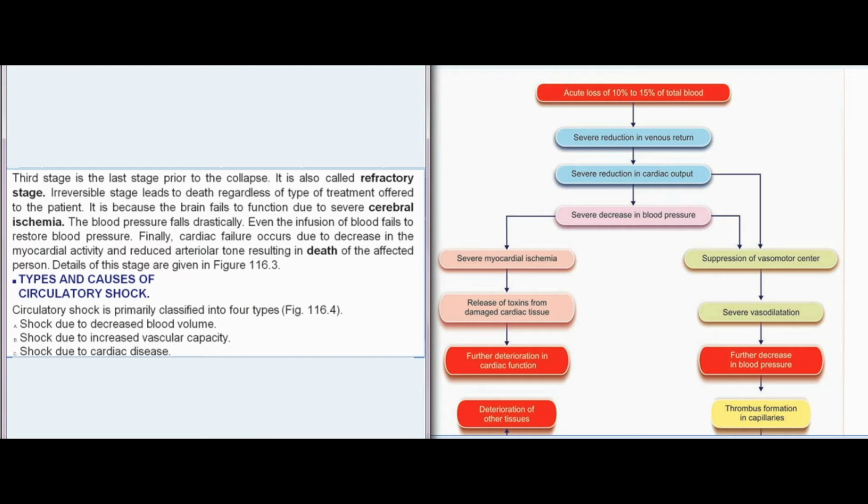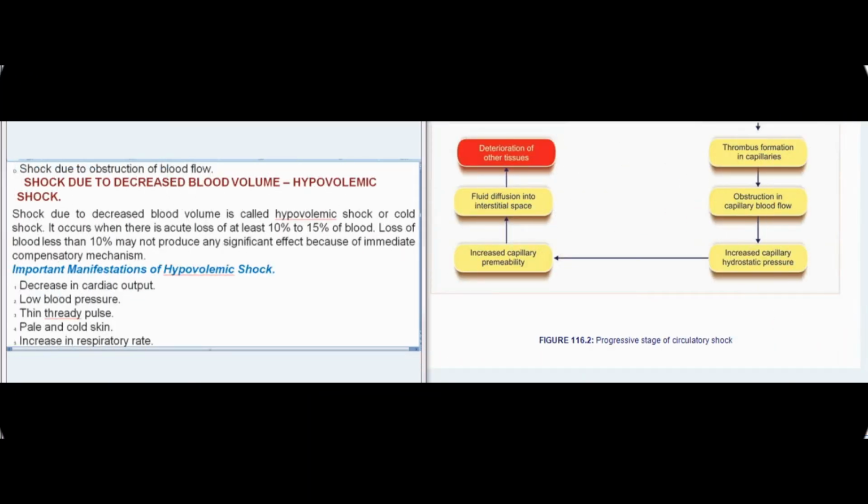Shock due to decreased blood volume. Shock due to increased vascular capacity. Shock due to cardiac disease. Shock due to obstruction of blood flow. Shock due to decreased blood volume, hypovolemic shock. Shock due to decreased blood volume is called hypovolemic shock or cold shock.